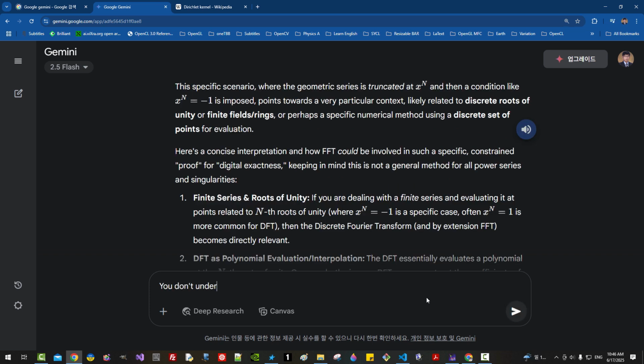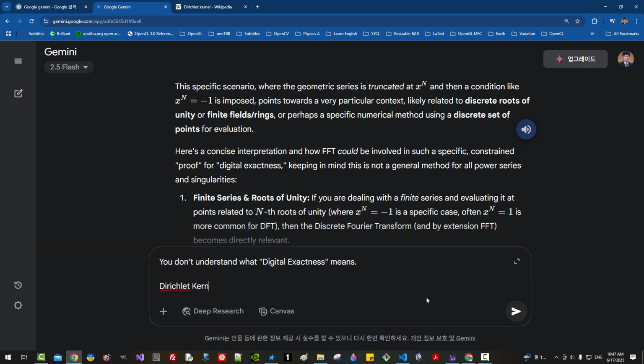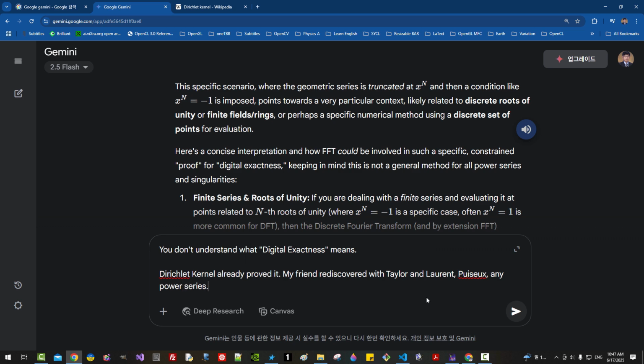You don't understand what digital exactness means. The Dirichlet kernel already proved it. I rediscovered it with Taylor and Laurent Puiseux. My friend discovered with Taylor and Laurent Puiseux any power series.